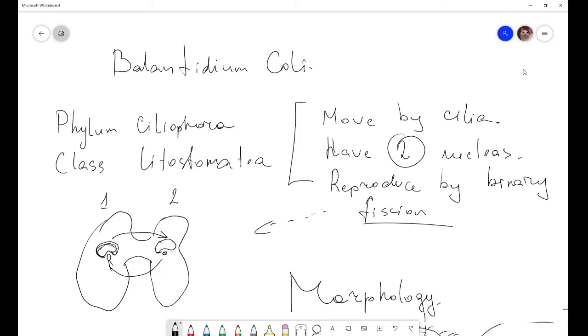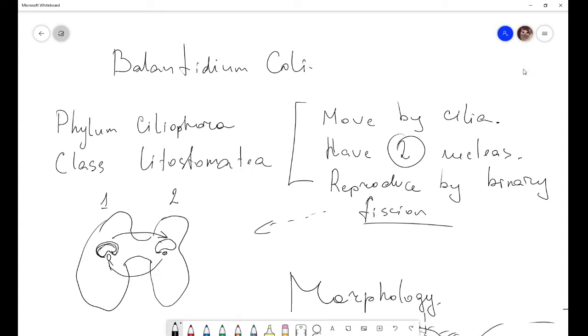Okay guys, today we are going to learn Balantidium coli. Balantidium coli is in the phylum Ciliophora, and the class Litostomatea. What is the disease of Balantidium coli? It is balantidiasis, or balantidial dysentery.